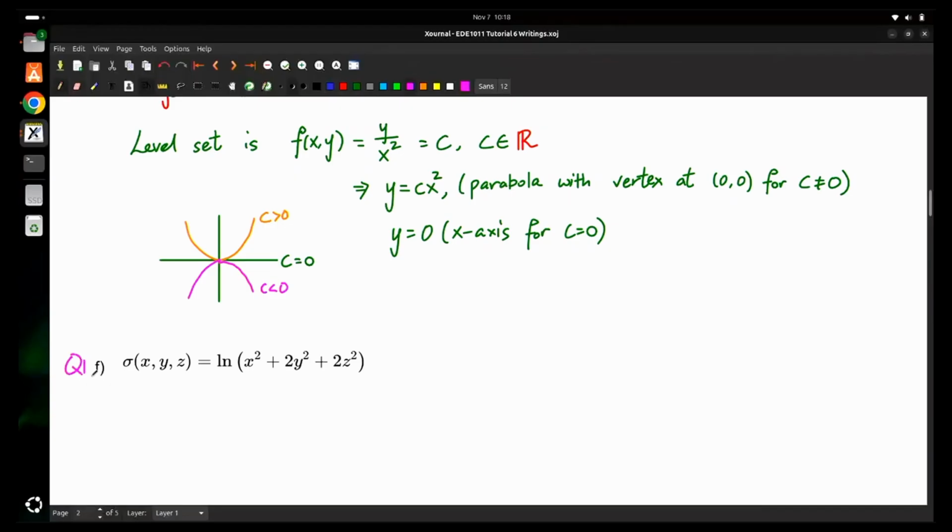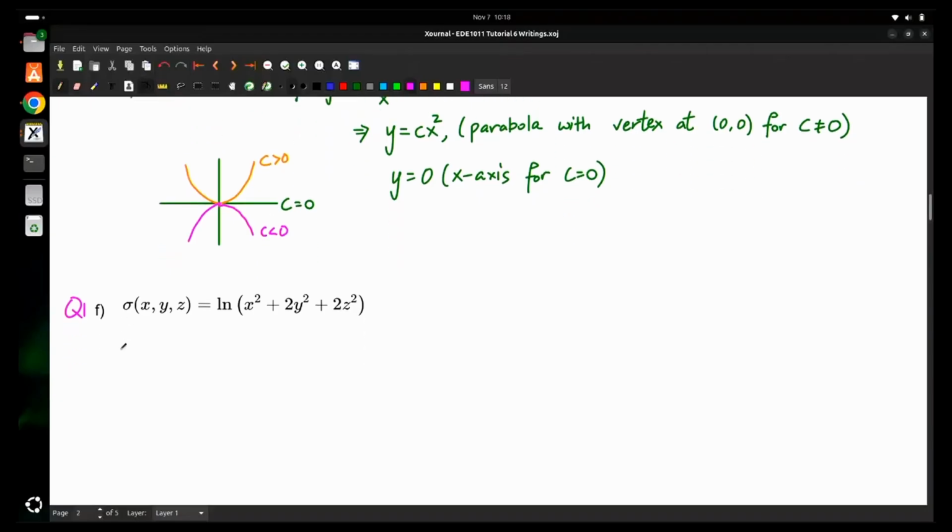So 1f is describing this function denoted by sigma, right? It is a function of x, y, z. That means this is a function in three-dimensional space. At every x, y, z position, you have some sigma output, which is like, for example, a stress value, because sigma is commonly used to denote stress in a material. So it is defined by the logarithmic function here, right?